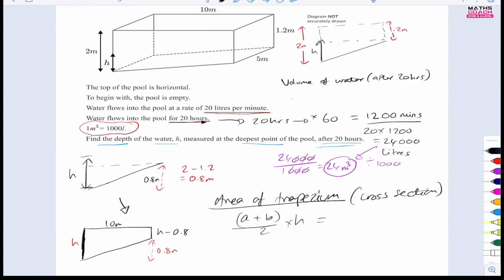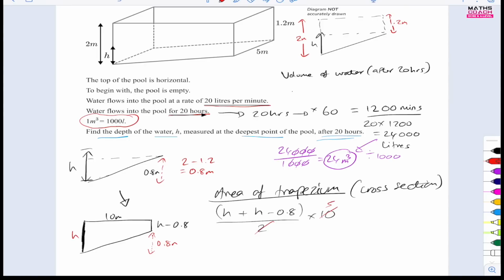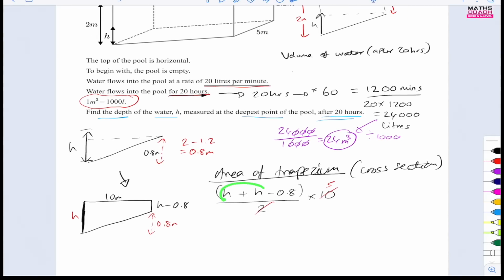All right, so let's get rid of that. So it's going to be A, which is H, plus the other parallel side, which is H minus 0.8. And we're going to divide that by 2 and times it by 10. All right, so that's what we're doing. So if we notice here, we can cancel those. So 10 divided by 2 is 5. So then we can collect the 2 H's here. So we've got 2H minus 0.8 times by 5.